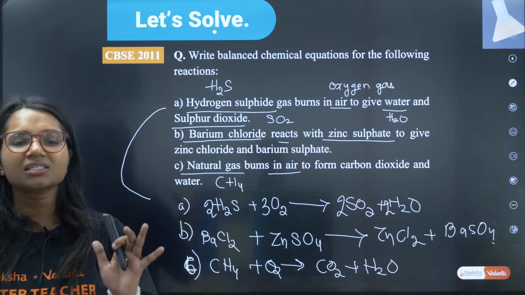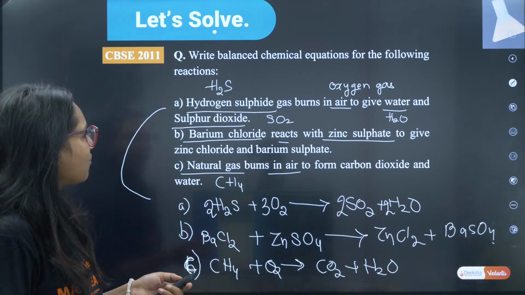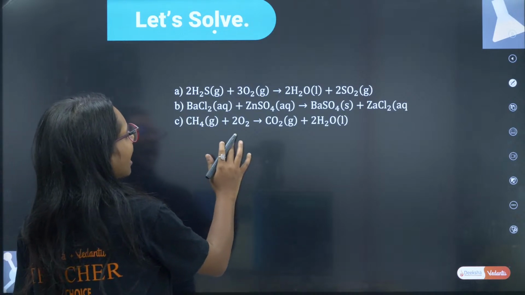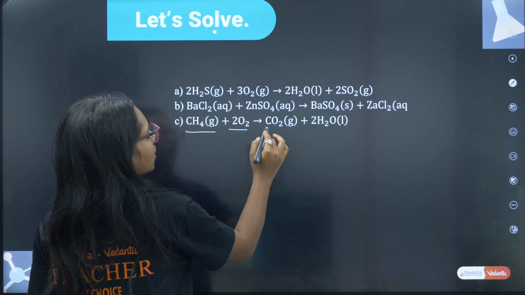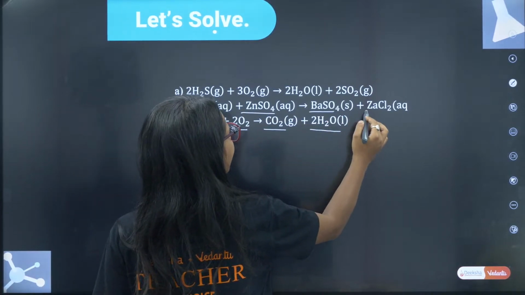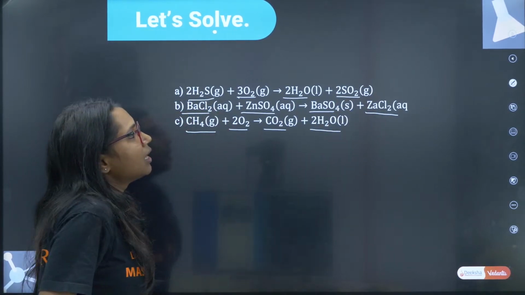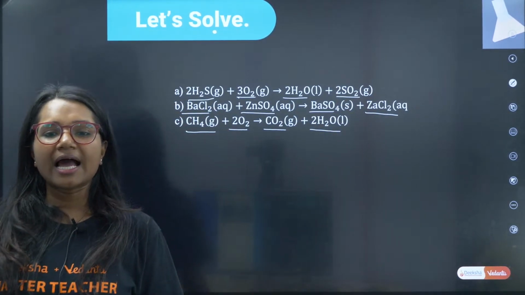I hope you can do the balancing. Yes? Okay. So just have a look here. These are the three reactions. CH4 plus 2O2 gives CO2 plus 2 water. Barium chloride plus zinc sulfate gives barium sulfate plus zinc chloride. H2S plus O2 gives water plus SO2. These are the balanced reactions.